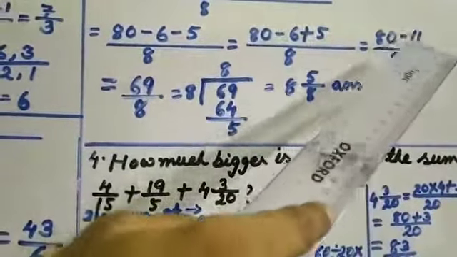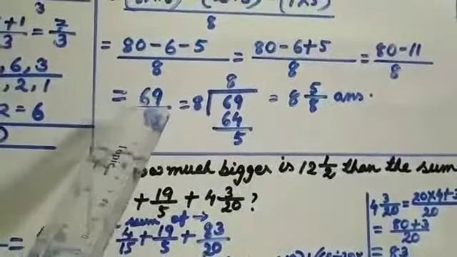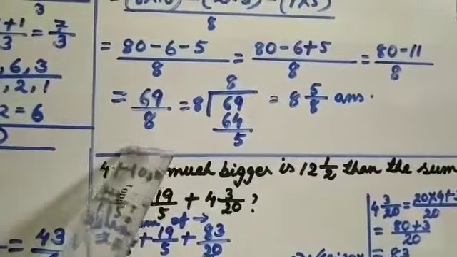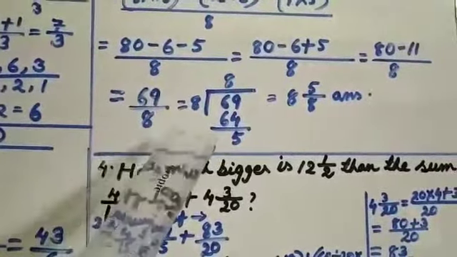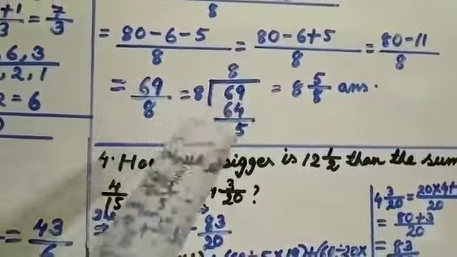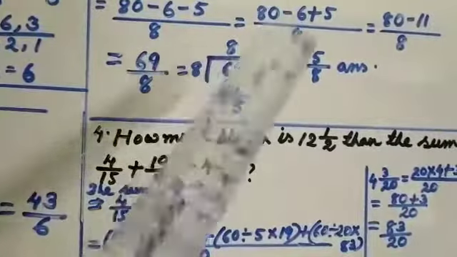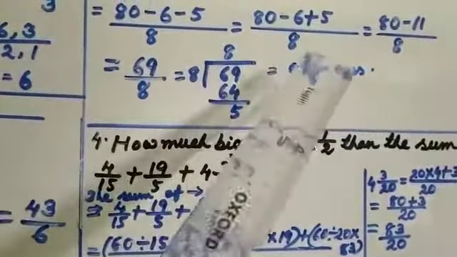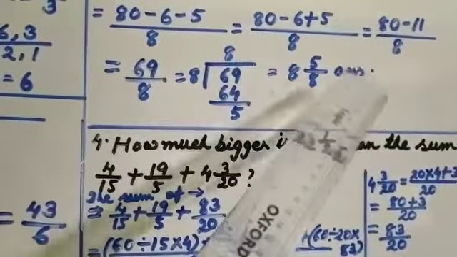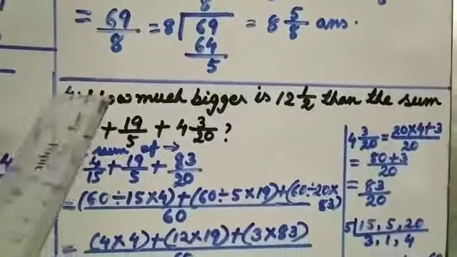Okay, now 80 minus 11, if you subtract, you will get 69 by 8. This is an improper fraction, so you have to change it into a mixed fraction. 69 divided by 8 gives 8 as quotient and 5 as remainder. So you will write 8 whole number 5 by 8 as your answer. Clear? Now you are getting one question sum.